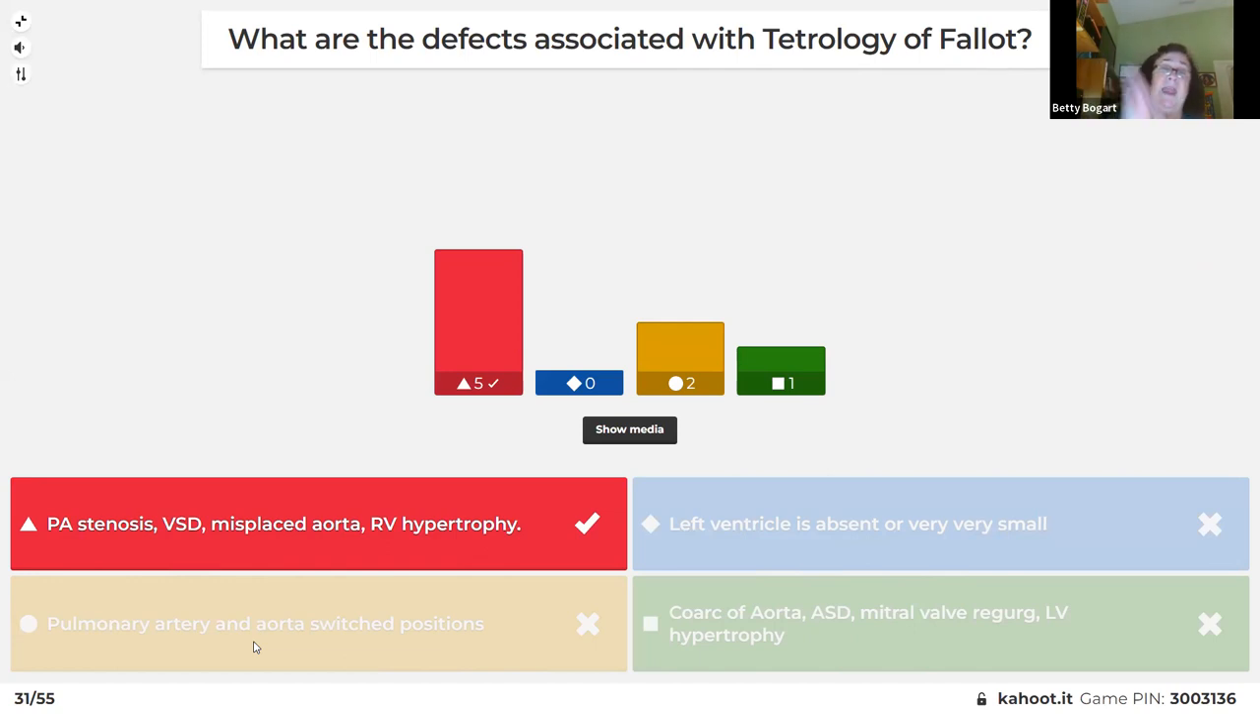And when your blood can't go up into the lungs, it's going to stretch that right ventricle, which is hypertrophy or stretching of the ventricle.